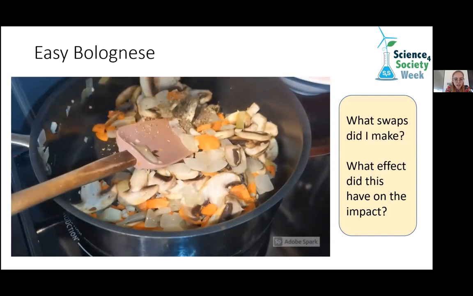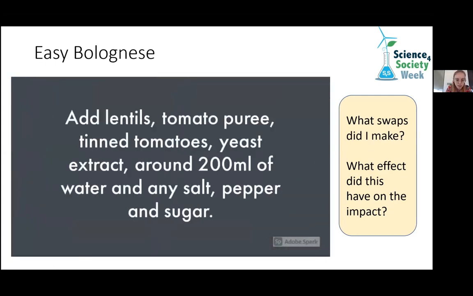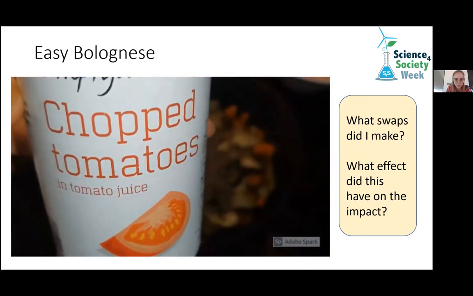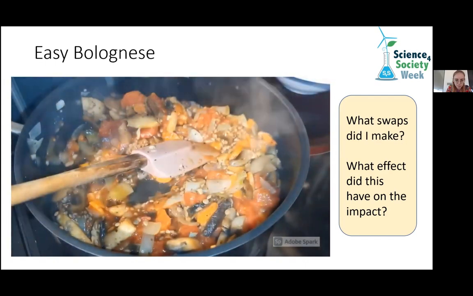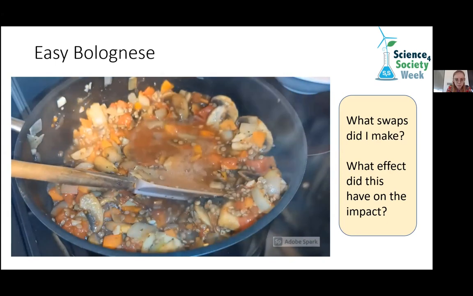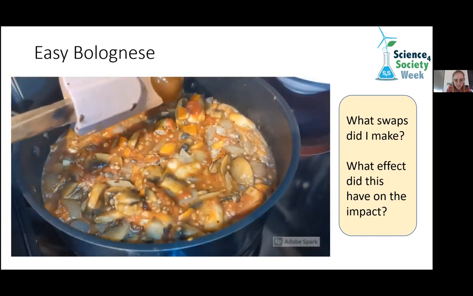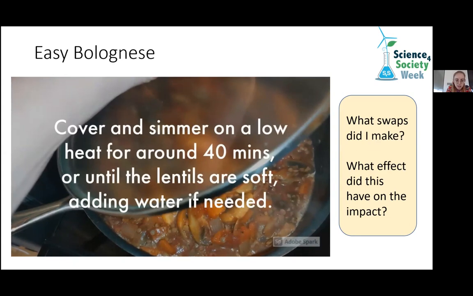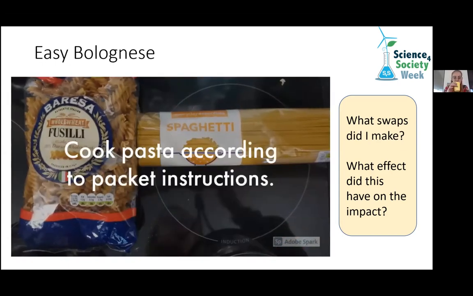So if I was making a traditional bolognese, I would have used beef mince. But what swaps have I made here? Here I'm adding yeast extract. When I used to make spaghetti bolognese years ago, I would add an OXO cube, but now instead I add yeast extract. Why?